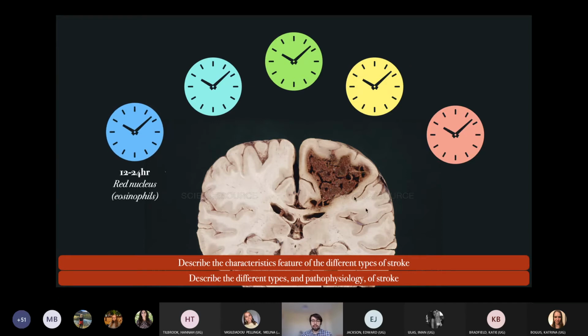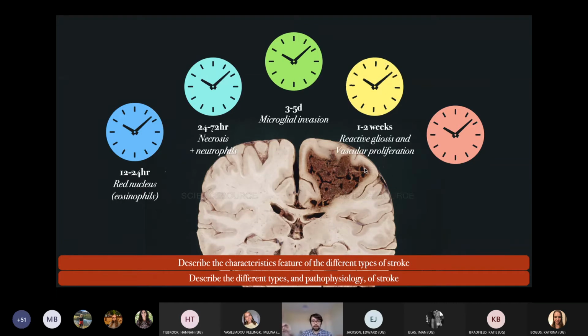It starts with the red nucleus. That's because eosinophils, which stain yellowy, orangey red on acidic dyes, hence eosin, which means orange, come into the damaged area. They're the initial response of the innate immune system. By about 3 or 4 days, necrosis is starting to occur, and it's no longer red because neutrophils dominate and a lot of the eosinophils have left or died. By 3 to 5 days, the microglia, a type of glial cell in the nervous system, proliferate in and start eating up all of the cellular debris.